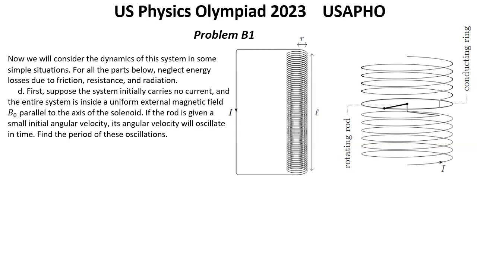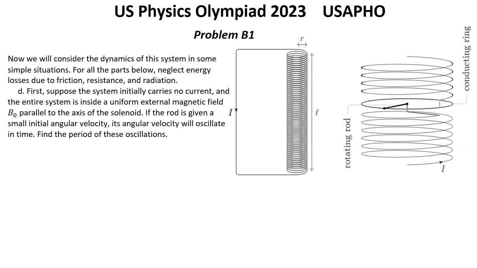Next, we will consider the dynamics of this system in some simple situations. For all the parts below, neglect energy losses due to friction, resistance, and radiation. Part D. First, suppose the system initially carries no current and the entire system is inside a uniform external magnetic field B0 parallel to the axis of the solenoid. If the rod is given a small initial angular velocity, its angular velocity will oscillate in time. Find the period of these oscillations.